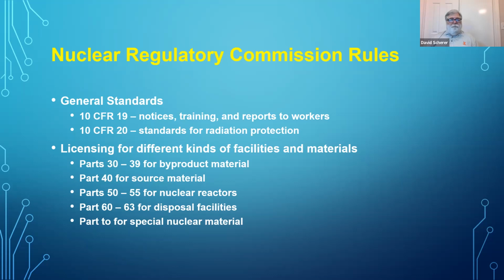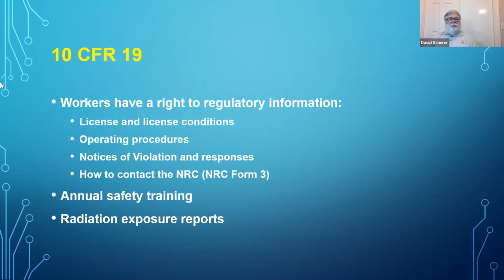So let's go on into part 19. These are the rules that health physicists often deal with on a daily basis. Part 19 has mostly to do with your interaction with workers and workers' rights in radiation safety. The workers have a right to a lot of information. It must be made available to all the workers, either posted somewhere, or you need to indicate the location where it can be obtained.